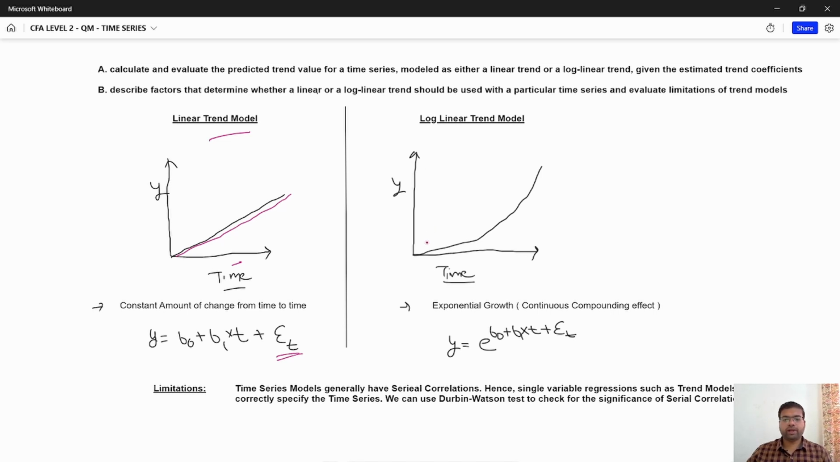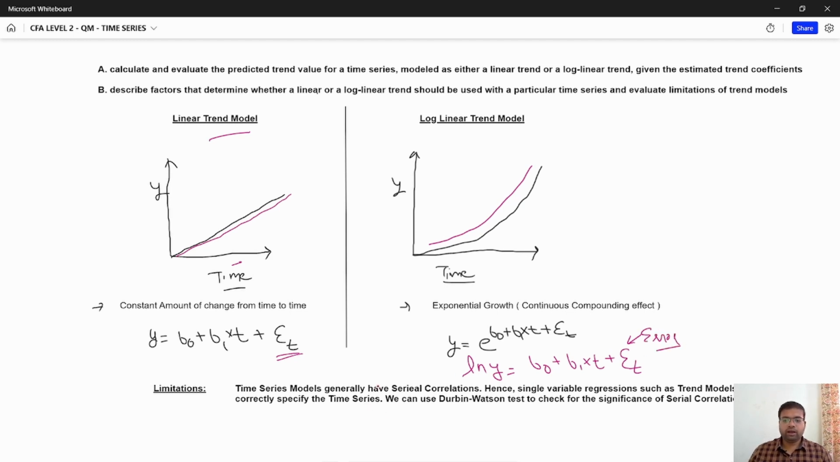And if your time series looks like this exponential growth pattern here, then you can model it as a log linear trend model, and the log linear trend model is defined as y equals e raised to the power b naught plus b1 times t plus epsilon t. It can also be written as ln y equals b naught plus b1 times t plus epsilon t. Epsilon t here is the error term.